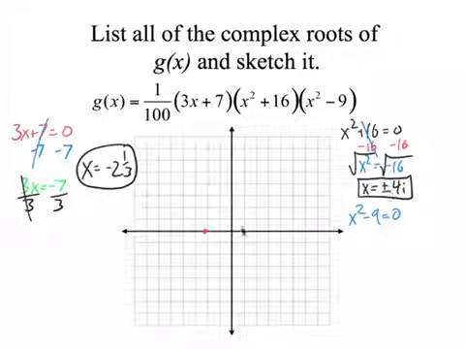Now, can I plot positive, negative 4i? No, they're imaginaries. They don't exist on the real number line. So those are just kind of figurative answers. They're imaginary answers. You can't plot them as actual zeros.